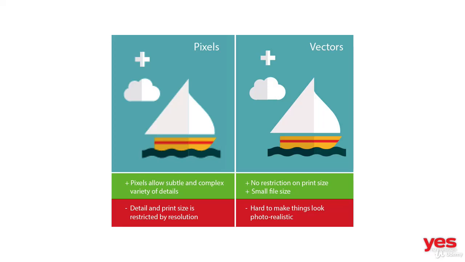Now the advantage of working with pixel or raster images is that the pixels, all those little details, allow the subtle and complex variety of details that is needed, for example, in photography. But of course, the downside of working with pixels is that the detail and print size is restricted by the resolution or original amount of pixels. And also that the file size is usually much bigger than a vector file.